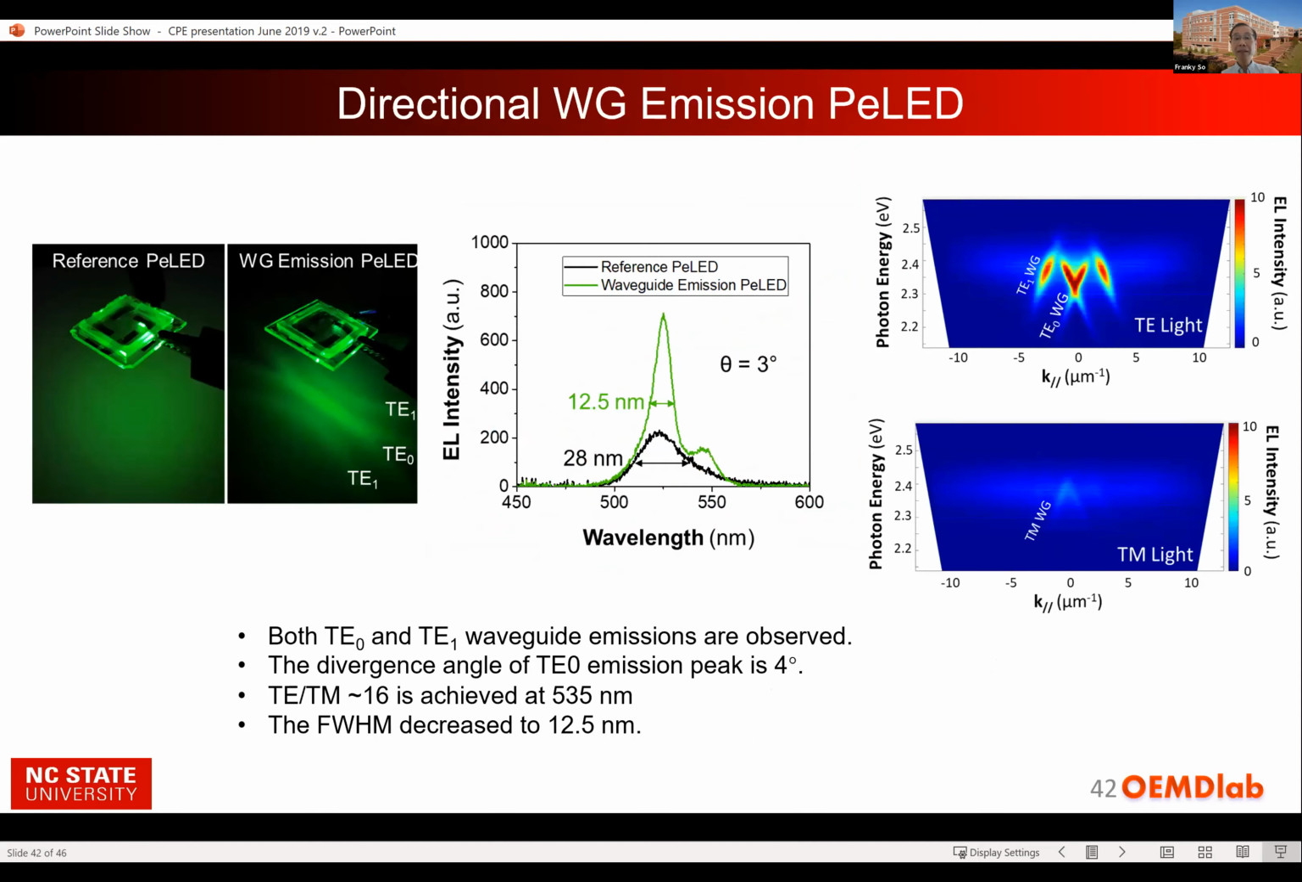With perovskite, this is a reference planar device with the waveguide emission. With the perovskite, you can see we actually have two modes, TE0 and TE1, with a full width half maximum of 12 nanometers and an emission divergence of 3 degrees. From the angle-resolved spectrum, you can see the presence of two modes, the TE0 and this is TM1 and TE1, and we get very little emission from the TM mode.